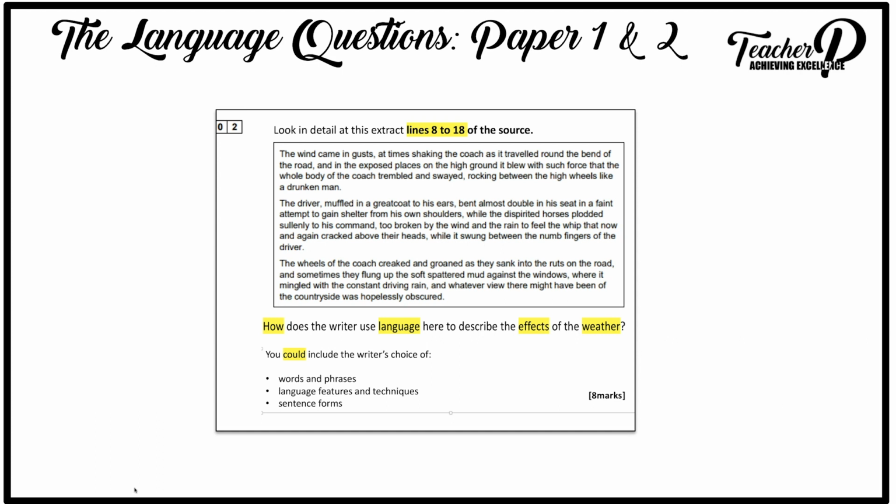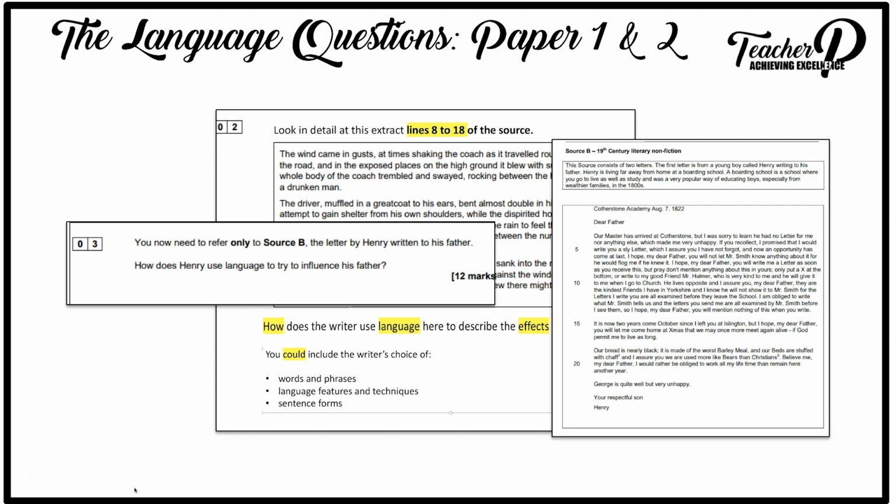You'll be awarded marks for looking at language features from lines 8 to 18. You'll be awarded marks for analysing at word level, so the zooming in effect, and phrases, so short quotations. Explaining why the writer has used a particular language feature or technique, and looking at sentence form in the context of the actual extract. Question 3 on paper 2 will look something like this.